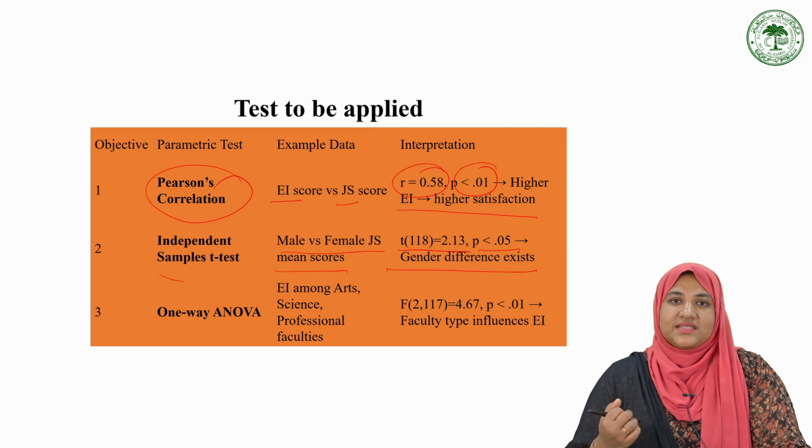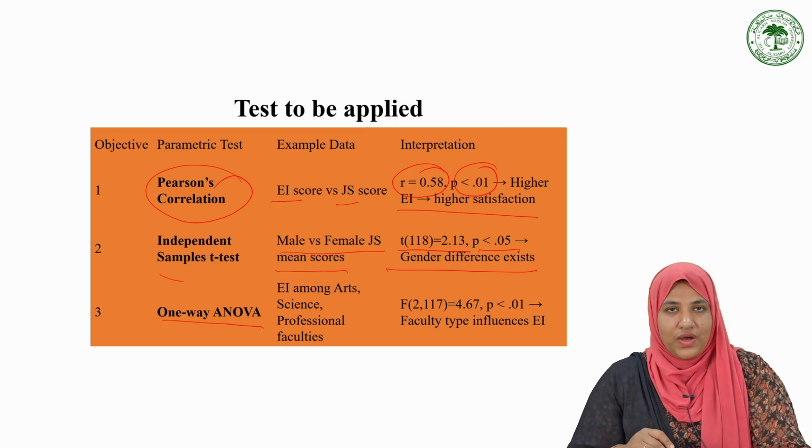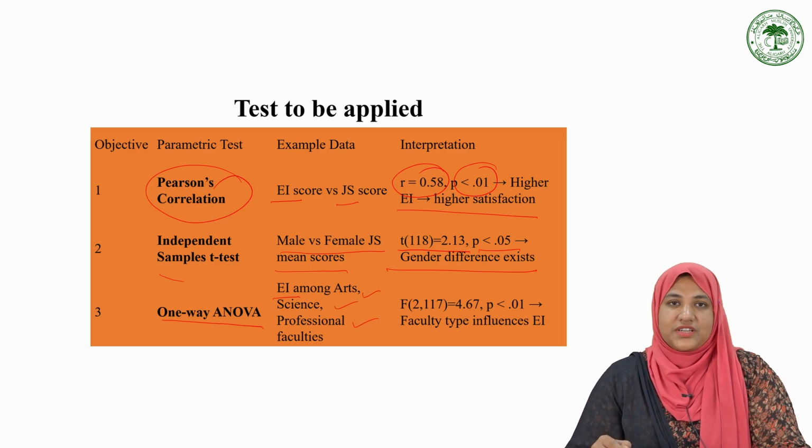But here, since there are three groups, even with three groups, sometimes I have seen researchers going for a t-test, but there are chances for errors over there. So it's better to go for ANOVA. We can go for one-way ANOVA over here. That means emotional intelligence among arts, science and also the professional studies teachers.